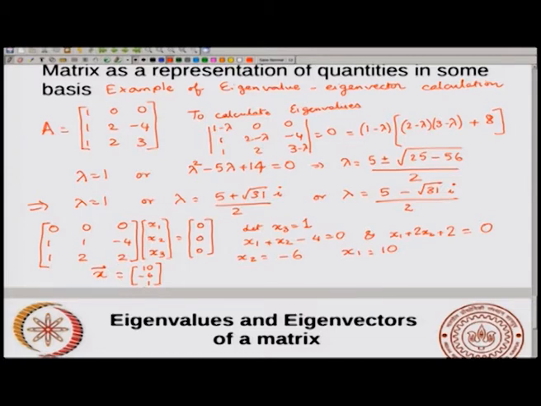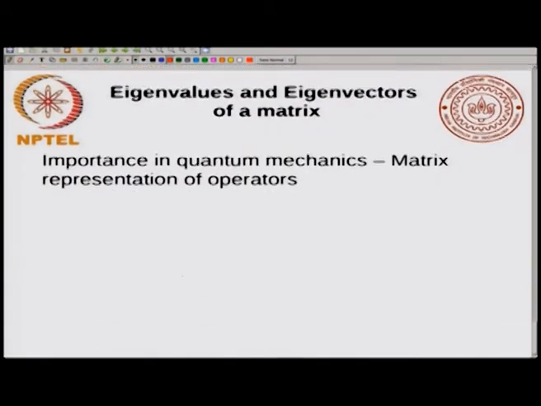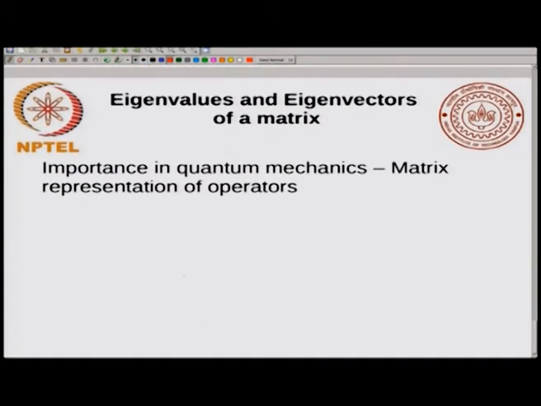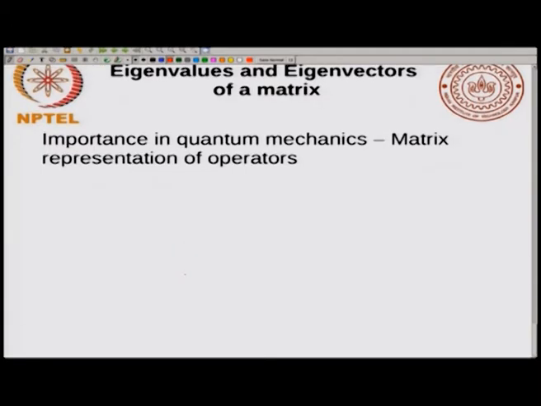Before we conclude this lecture, I just want to say why eigenvalues and eigenvectors are very important in quantum mechanics. In quantum mechanics, the eigenvalue equation has the following form. Suppose you have an operator O, and it operates on some state psi, and you get lambda times psi. Then you say that this psi with subscript lambda is called an eigenfunction of the operator O, and lambda is called the eigenvalue.